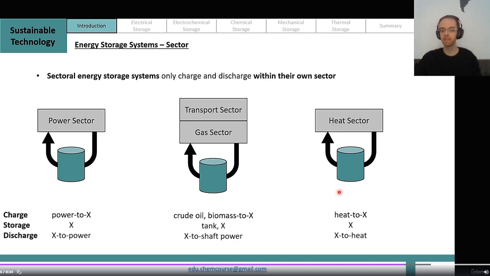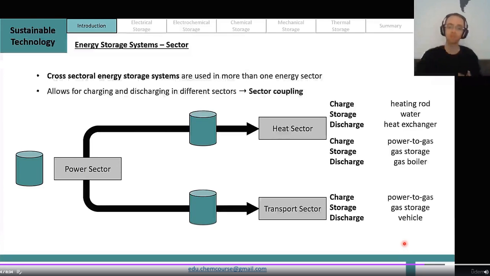And lastly, we have the heat sector. So the heat sector would also describe conversion of heat to some kind of storage way X, and then from X we get back to heat. So now you will say, okay, if we have sectoral energy storages which feed themselves, there should also be something feeding another sector. This is called cross-sectoral energy storage systems, and they are used to feed their energy into other sectors. So they allow for the charging and discharging into different sectors, and this is what we call sector coupling.